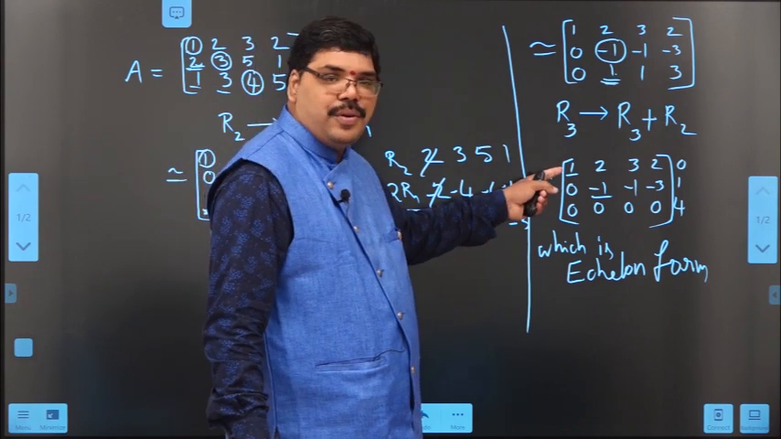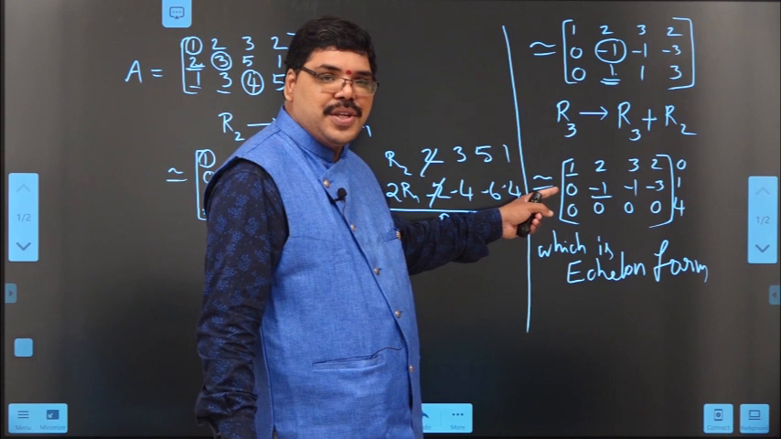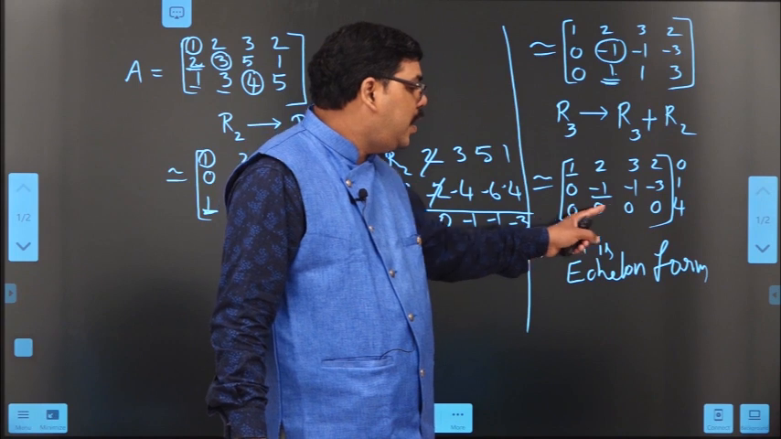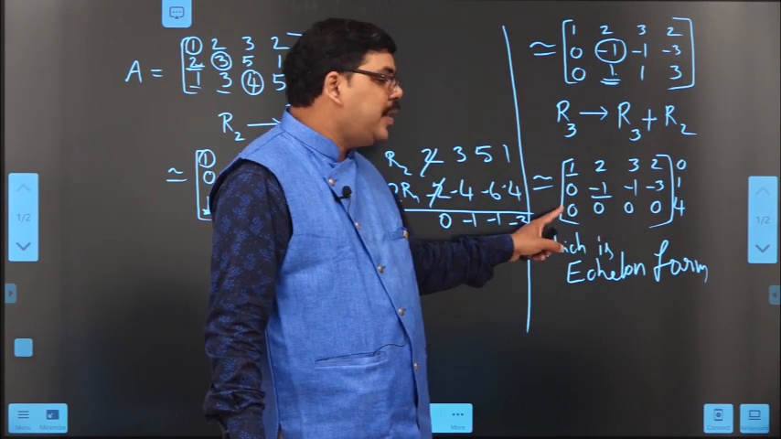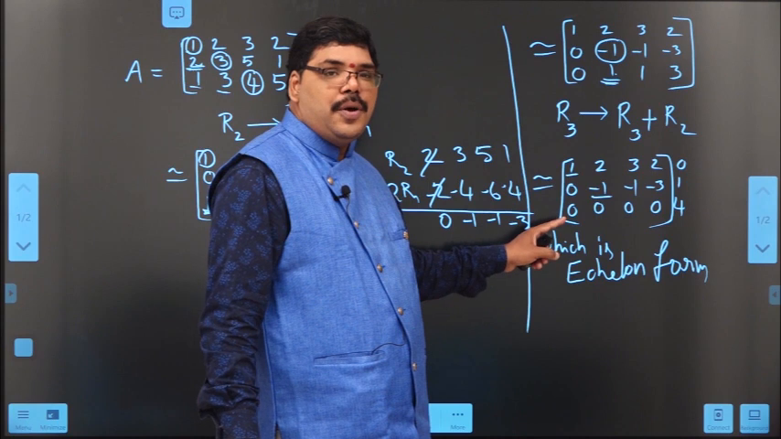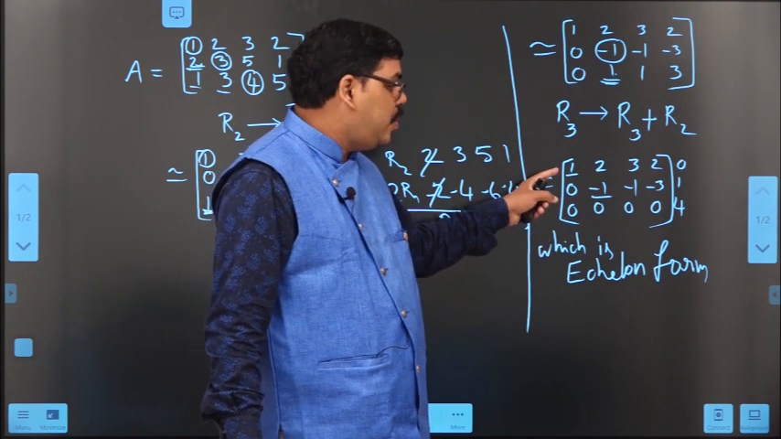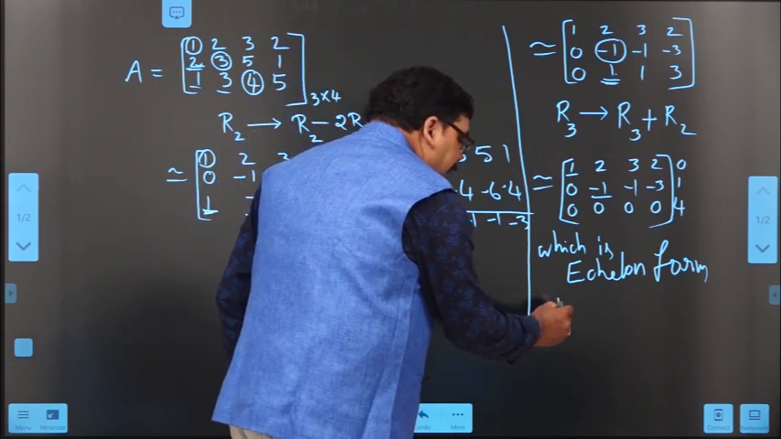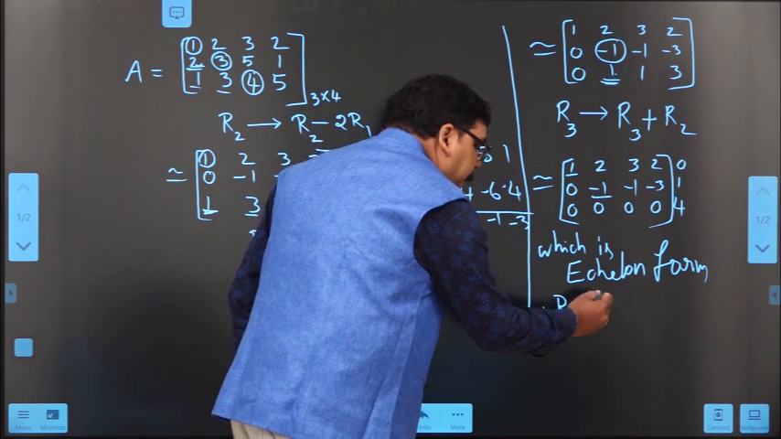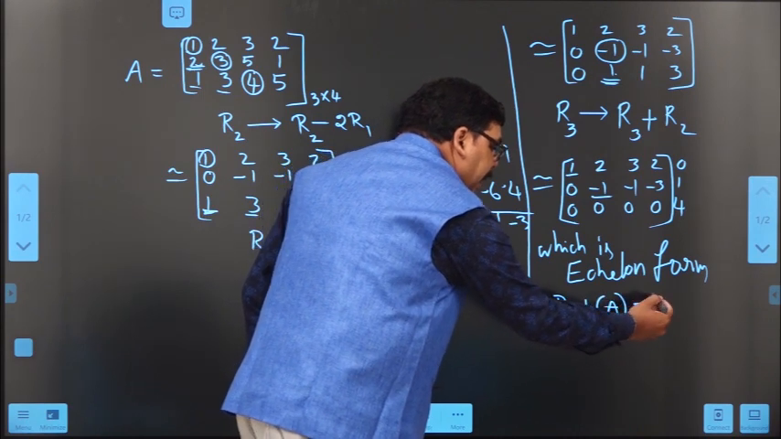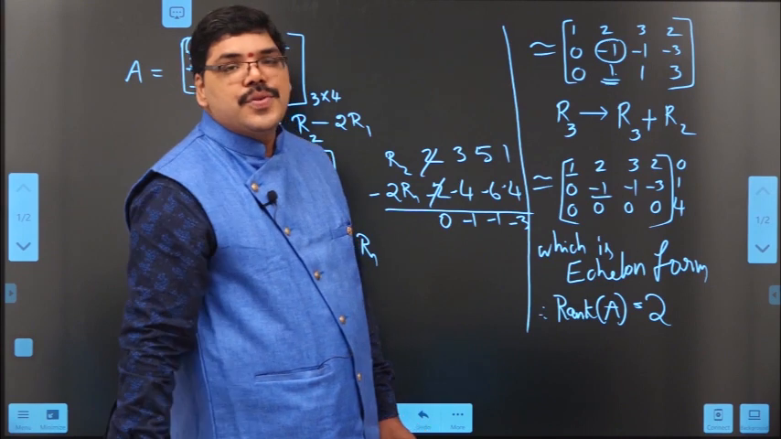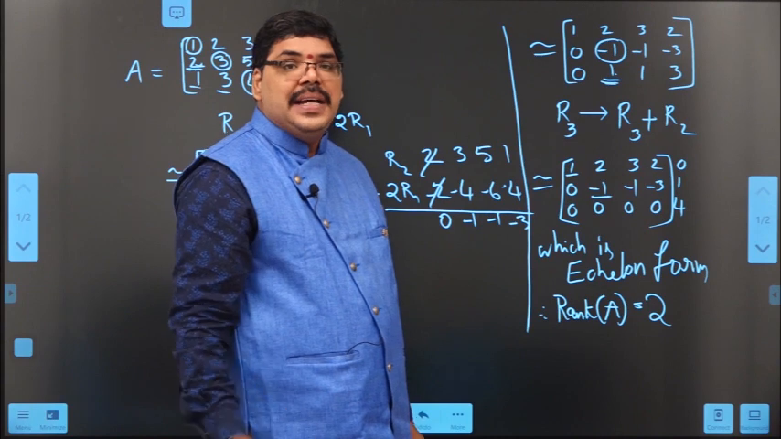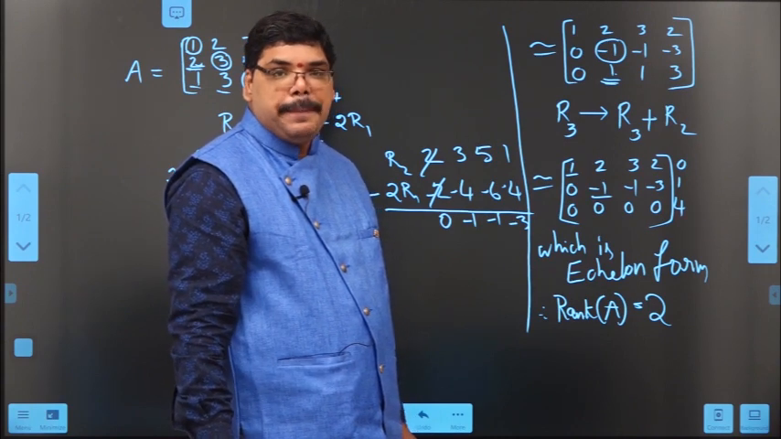So, this is a non-zero row, this is a non-zero row, but this is not a non-zero row. See, all the elements are zeros. So, you shouldn't count this. You should only count the number of non-zero rows. So, how many are there? 2. So, therefore, rank of A equals 2. So, how did we decide rank? Rank is the number of non-zero rows in the echelon form of a matrix. Okay.